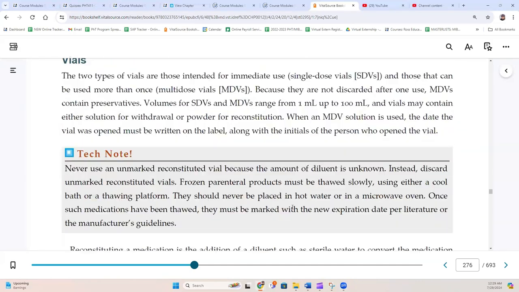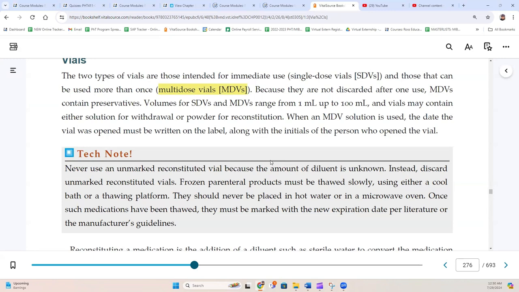The two types of vials are those intended for immediate use, single dose vials, and those that can be used more than once, multiple dose vials. I'm just going to highlight this. You might see this on one of your tests or quizzes. Because they're not discarded after one use, MDVs contain preservatives. Volumes for SDVs and MDVs range from 1 ml up to 100 ml, and vials may contain either solution for withdrawal or powder for reconstitution.